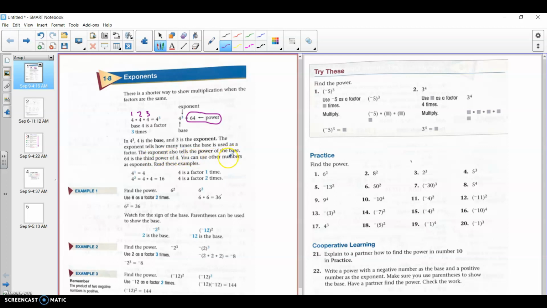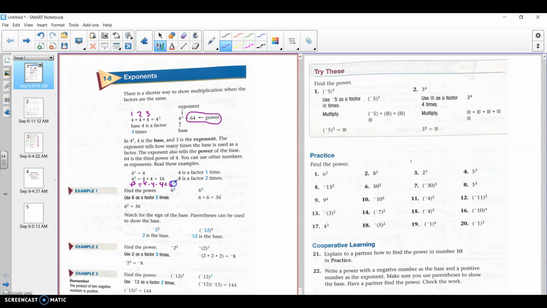You can use other numbers as exponents. Reading the examples down below, 4 to the first equals 4. 4 squared is 4 times 4 is 16. Now I'm going to throw in another one really quick. I'm going to do 4 to the third, and it's going to be a little messy squeezing this in because I'm doing it with a small mouse. But 4 to the third, as we did up there on the top, is 4 times 4 times 4, and your answer is going to be 64.